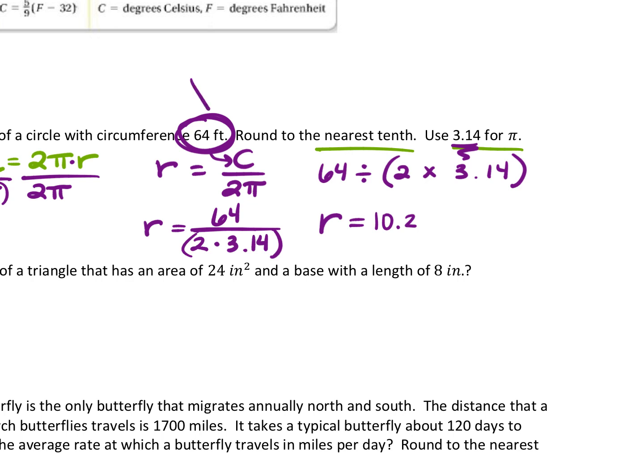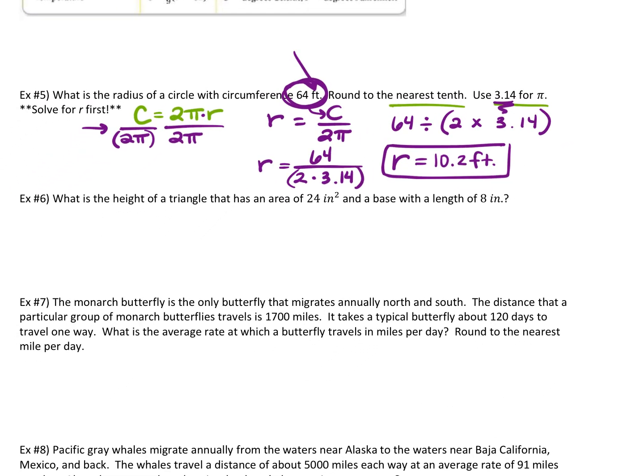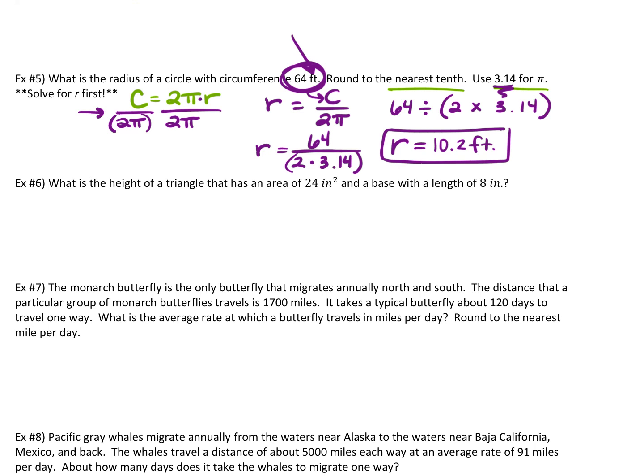So your radius comes out to 10.2 what? Feet, right? Label your unit. So 10.2 feet. Questions on that? Is there going to be questions like that on your homework? Yes. So that's why we're going to do 3 more like that.